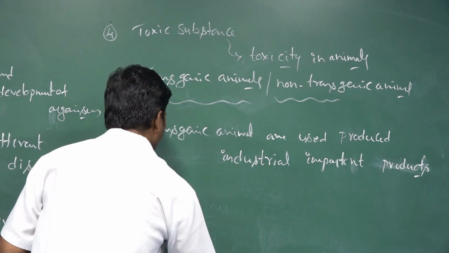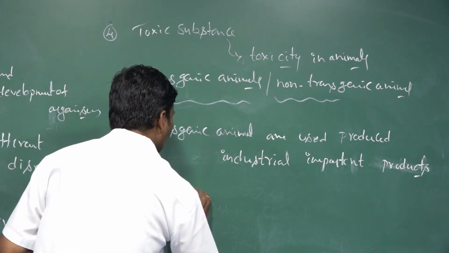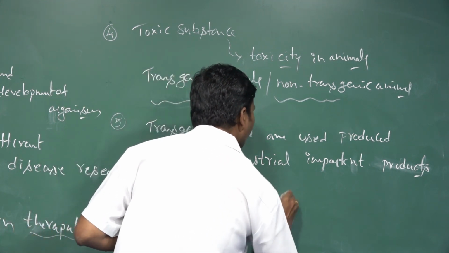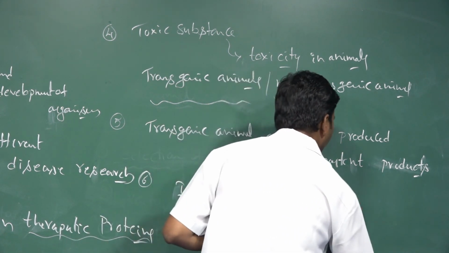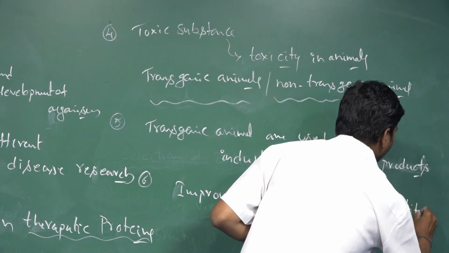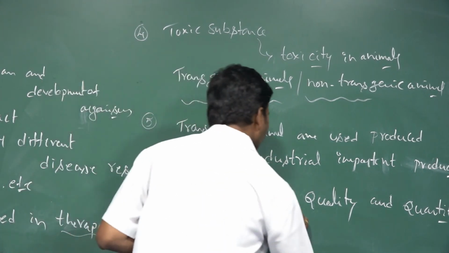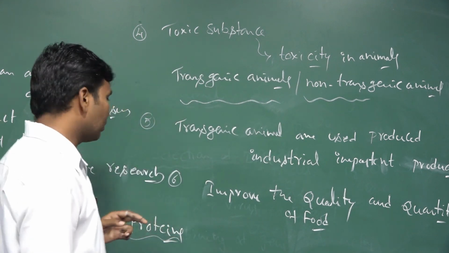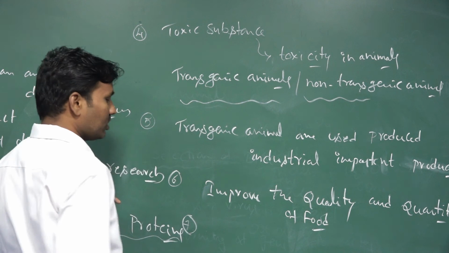And lastly, transgenic animals are used to improve the quality and quantity of food materials on an industrial scale. So this is also another advantage or use here.